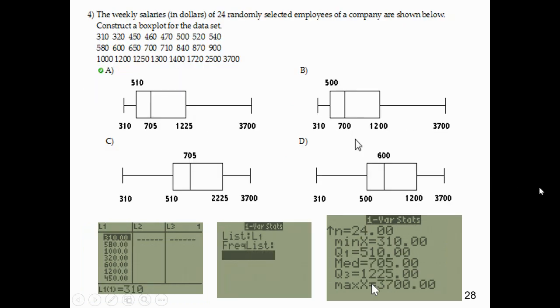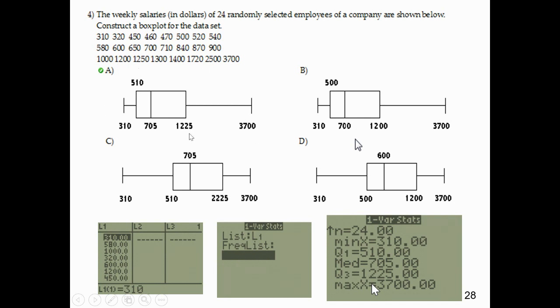I did the exact same thing with the next one. There were 24 numbers. I put them into my list. L1, I prefer. All right, went to stat, calculate one variable stat. My numbers were in L1. I press calculate and it gives me everything I need. I knew this already. I knew the max. What I didn't know was 510, 705 for the median, and 1225 for quartile 3. Obviously, where it's right.